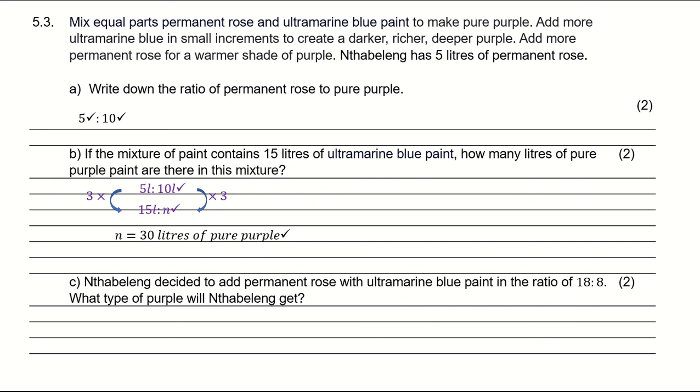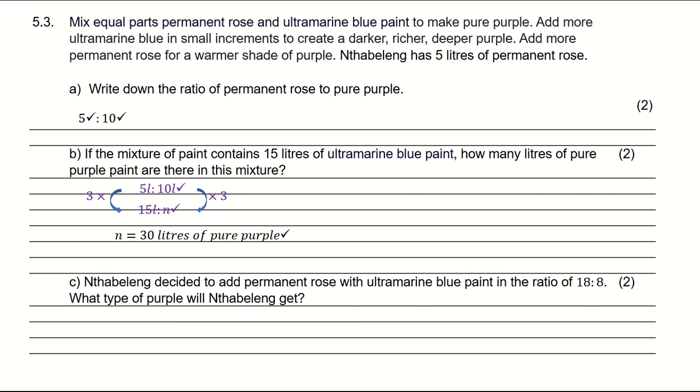How did you know that ultramarine was 5 liters? Well, it's because they said ultramarine and permanent rose are in equal parts. So if permanent rose is 5 liters, ultramarine will also be 5 liters. When you combine the two, they will give you 10 liters of pure purple.